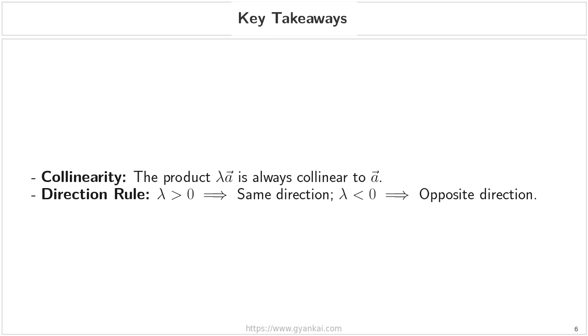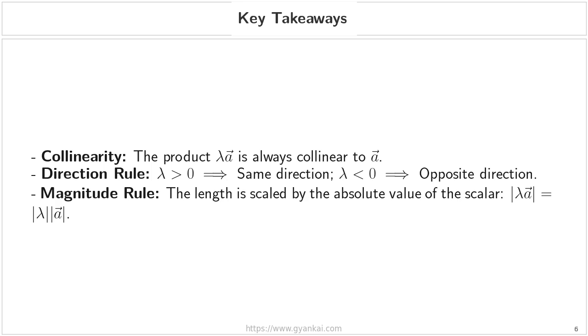Next, let's summarize the direction rule we discussed earlier. It is quite straightforward. If lambda is greater than 0, the direction remains the same as the original vector. However, if lambda is less than 0, the direction flips to be exactly opposite. Moving on to the magnitude rule, this is a crucial point for your calculations. The length of our new vector, which we write as the magnitude of lambda vector A, is equal to the absolute value of lambda multiplied by the magnitude of vector A. Always remember to use the absolute value of the scalar to ensure your resulting length is never negative.